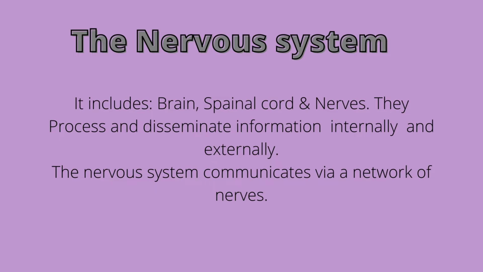So the nervous system includes the brain, spinal cord, as well as the nerves, and they all work together to collect, process, and disseminate information from the body's both internal and external environment. The nervous system communicates via a network of nerve cells which connect with other body systems. The brain monitors and controls these systems. The components of the nervous system include the brain, the spinal cord, peripheral nerves, as well as our sensory organs.